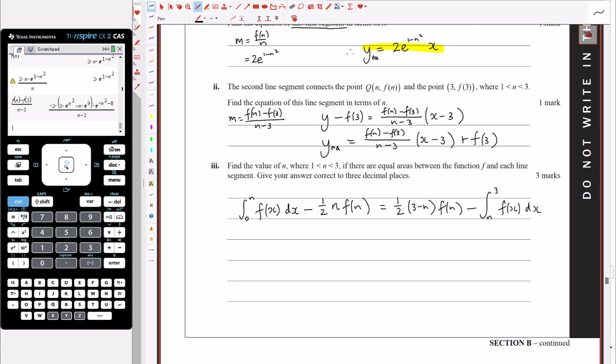Okay, so we should be able to solve that. Let's see how we go. So menu 3, 1. Using the triangles is also going to make it more efficient to enter this expression into my CAS.